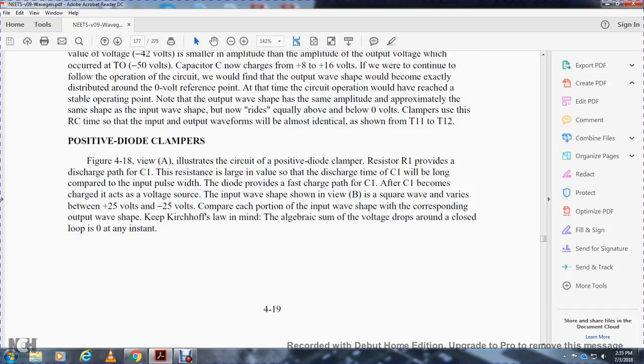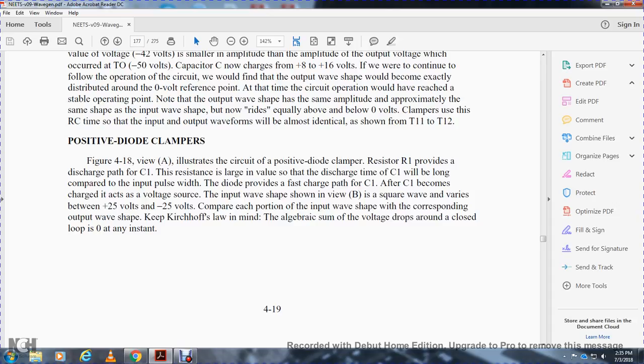All right, positive diode clampers. Figure 4-18, view A, illustrates the circuit of the positive diode clamp. Resistor 1 provides a discharge path for capacitor 1. The resistance is large enough that the discharge time of capacitor 1 will be long compared with the impedance of the diode, which provides the fast charge path for capacitor 1.